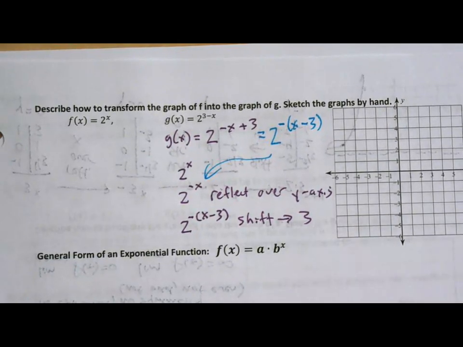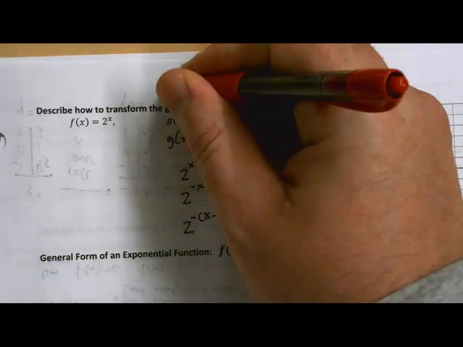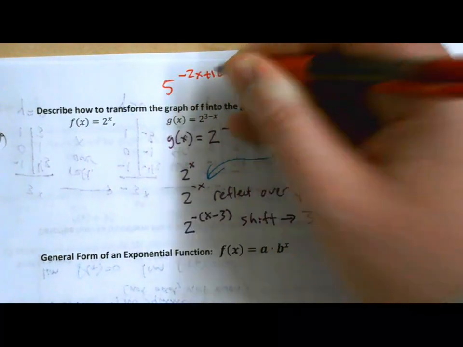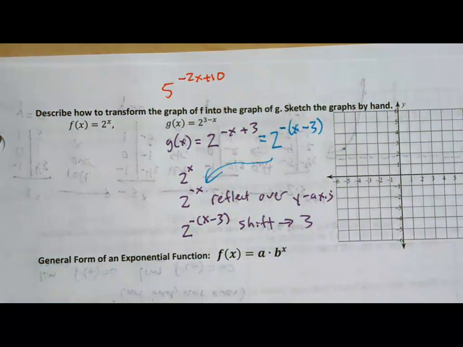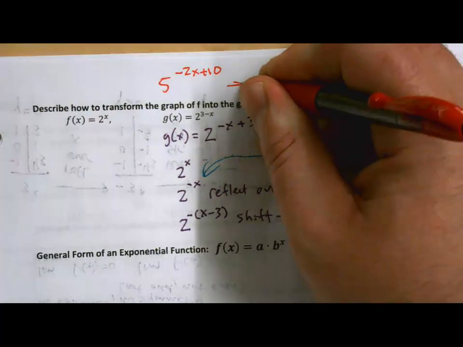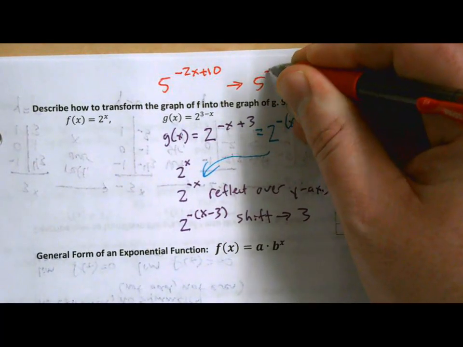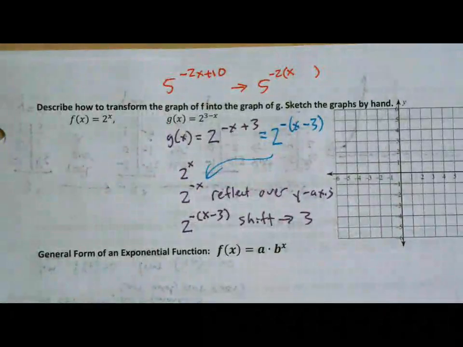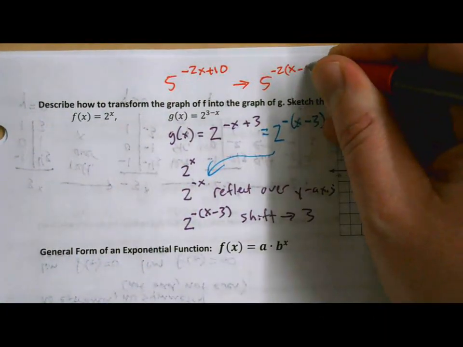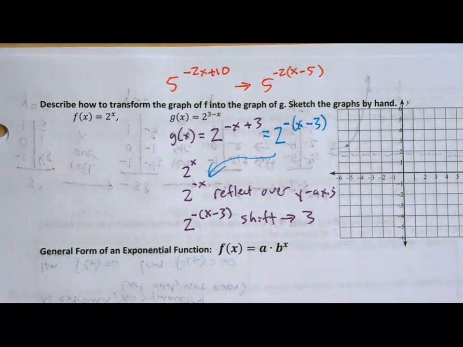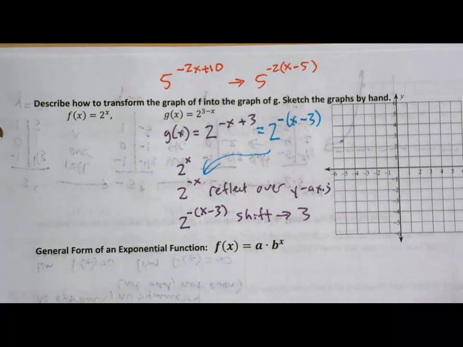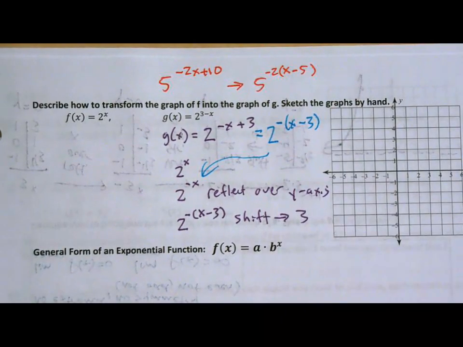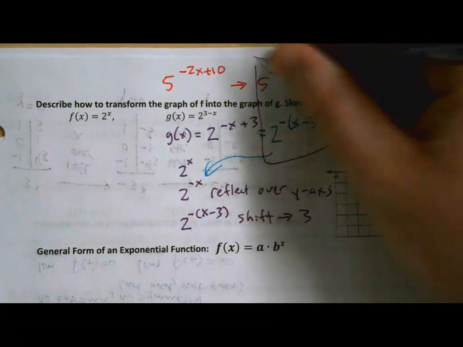Okay, I'm going to put another example up here. Let's say you're doing a problem in your assignment, and it's got 5 to the negative 2x plus 10. I would modify that and rewrite that as 5 to the negative 2, and then quantity x minus 5. Because if we can put it into this format, where x is being added or subtracted by itself without any coefficients, then the rule is shift last.